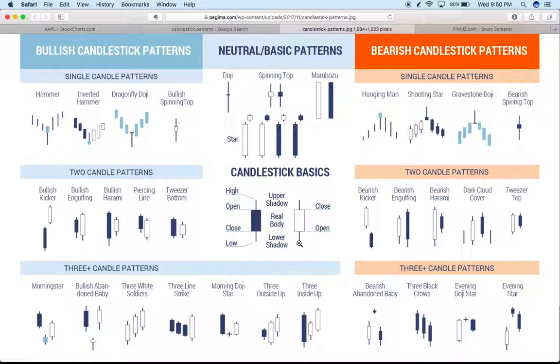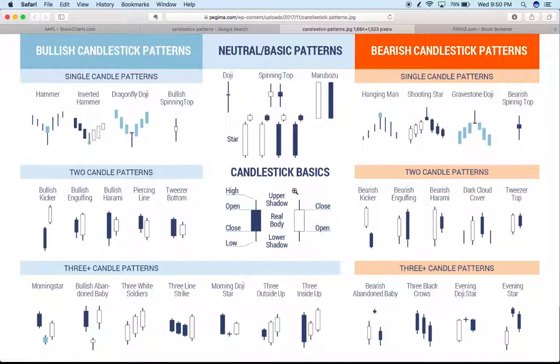Bullish candle: low here, high here, open here, close here. The candlestick has several different names. As you can see, they call these tails or wicks. They call them shadows. I tend to call them wicks just because it makes sense. A candlestick has a wick. But some people call them shadows, some people call them tails, and of course this is the body of the candle. So that's how to look at a candlestick.